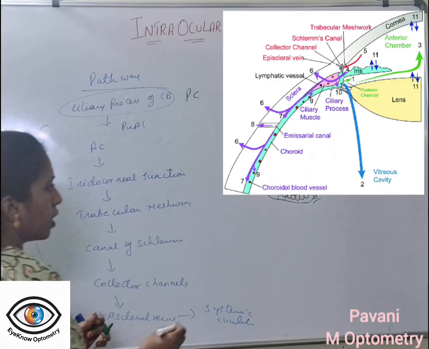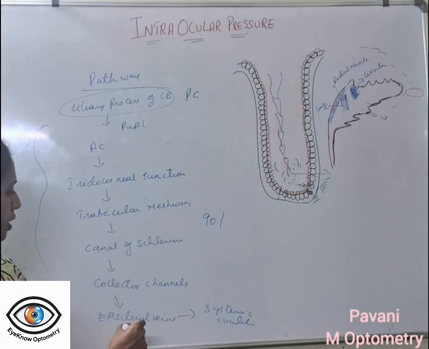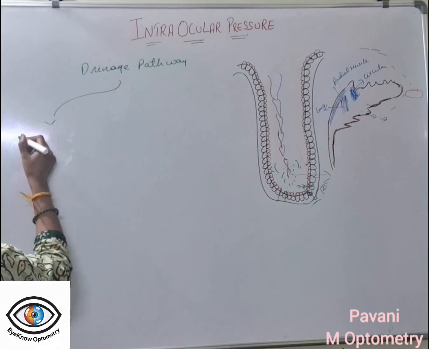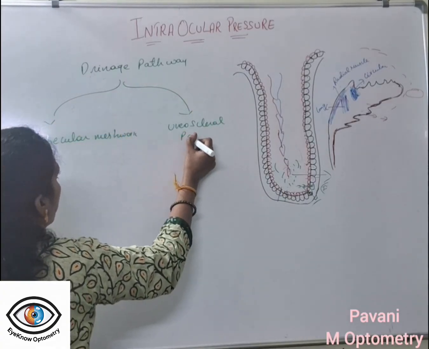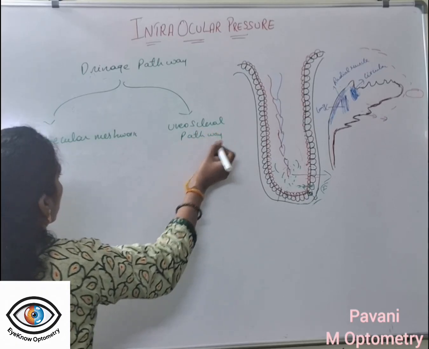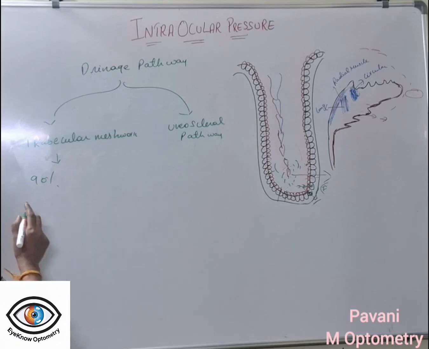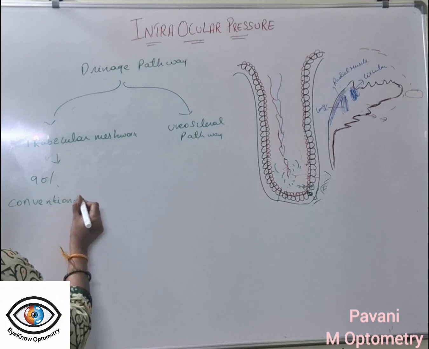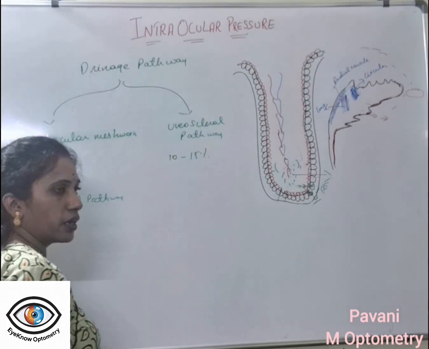That means around 90% of the aqueous humor will drain out from the trabecular meshwork to the Schlemm canal, collector channels, and episcleral veins. So the drainage pathway is mainly of two types. One is the trabecular meshwork pathway and the other is the uveoscleral pathway. So 90% of the aqueous humor drains out through this pathway only. This pathway we also call the conventional pathway. The remaining 10 to 15% of the aqueous humor drains from the uveoscleral pathway.